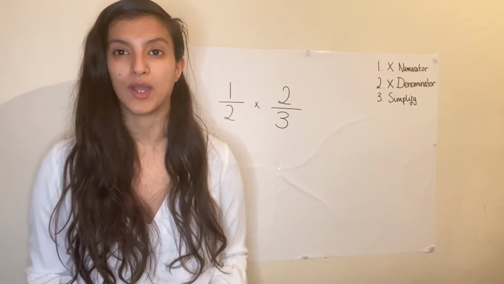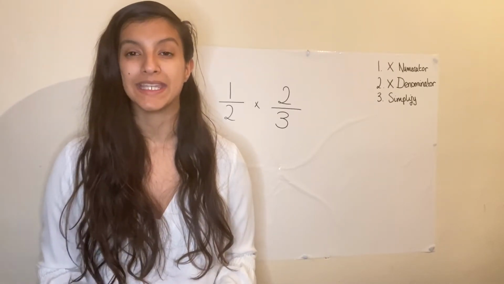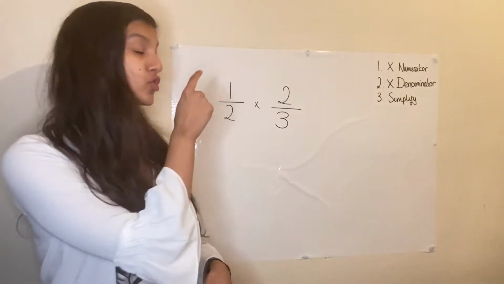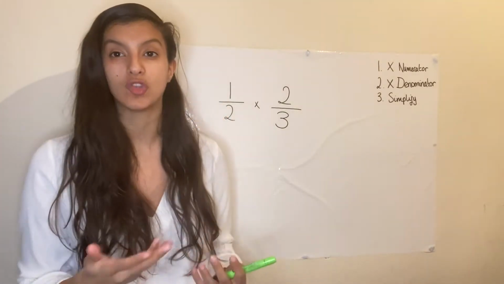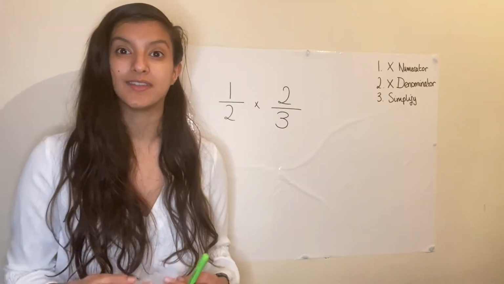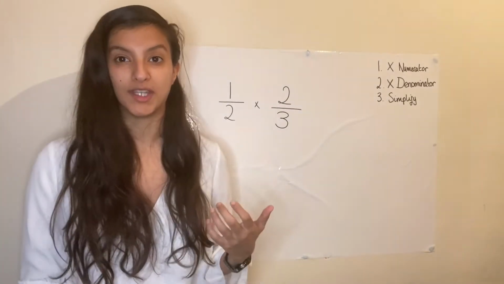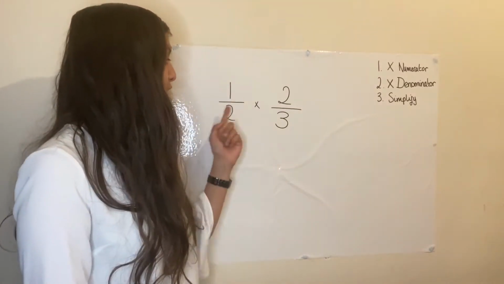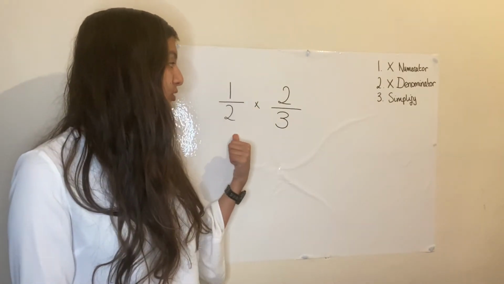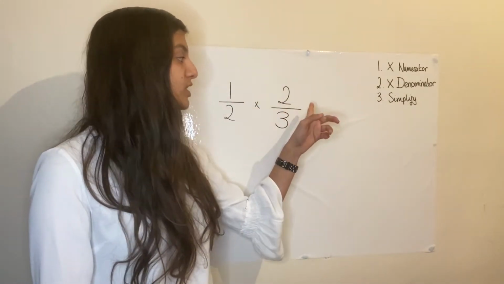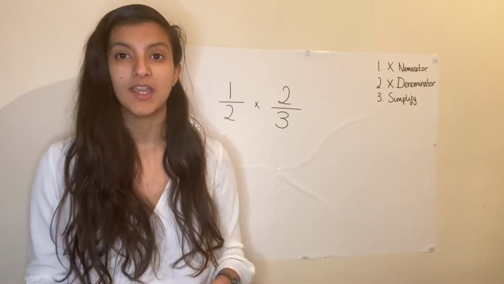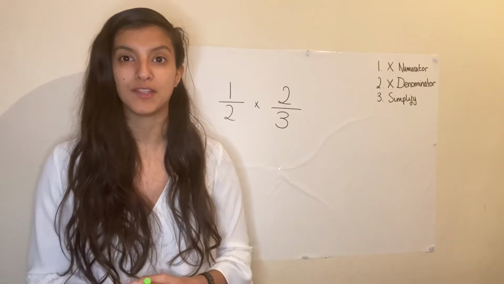First, we need to look into our numerators and our denominators. Now, numerators are the digit that sits on top of our line and represents part of the whole. The denominator is the digit that sits underneath the line and that represents our whole. So looking at these fractions, our numerator for this fraction is 1 and our denominator is 2. And our numerator in this fraction is 2 and our denominator is 3. So we are going to be multiplying both of these fractions together.